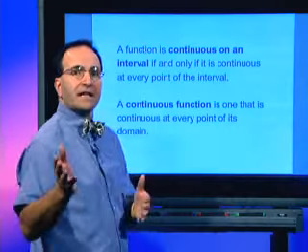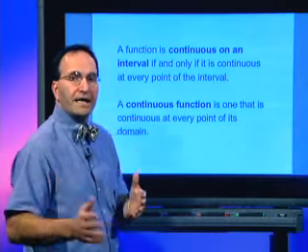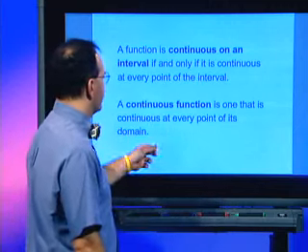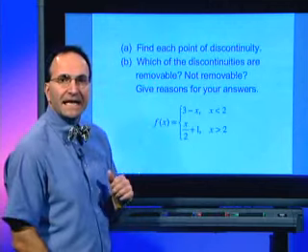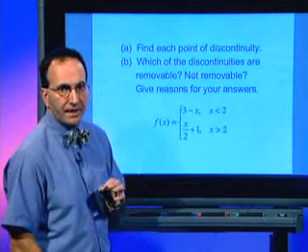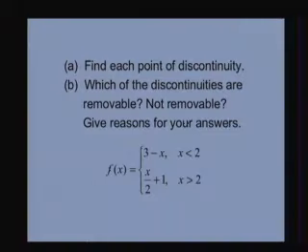Once again, let's look at an example to illustrate these two definitions. Find each point of discontinuity and which of the discontinuities are what we call removable and which ones are not removable, and give your reasons. We have a piecewise function. F of x is equal to 3 minus x, where x is less than 2, and it's equal to x over 2 plus 1 when x is greater than 2.